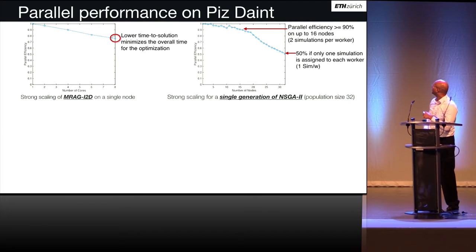So if I were to say each simulation goes to a distinct node, that would be this case. Number of nodes is 32. And then the parallel efficiency is terrible. This is exactly because of the load imbalance. And if we just schedule this with 2 simulations per worker instead of sending each simulation to a different node, we get almost 90% efficiency.